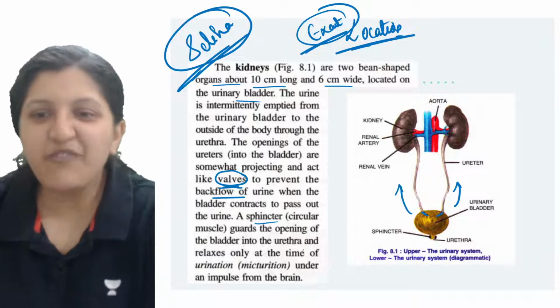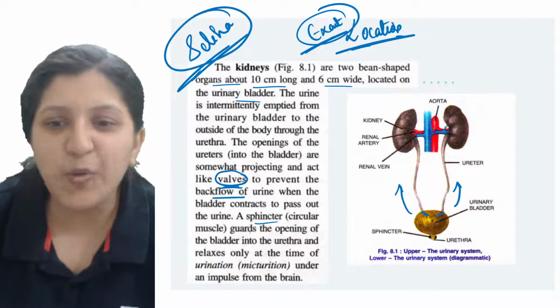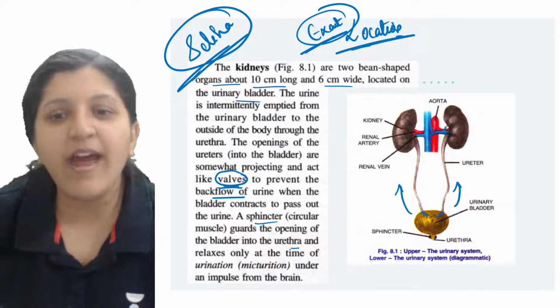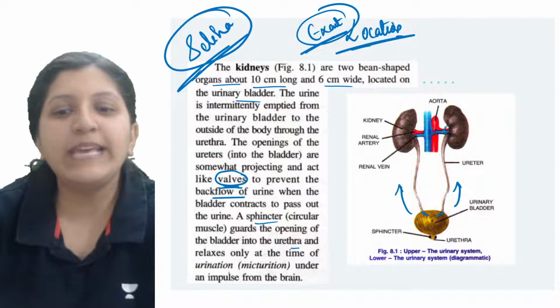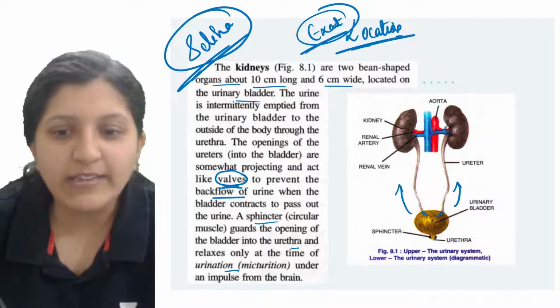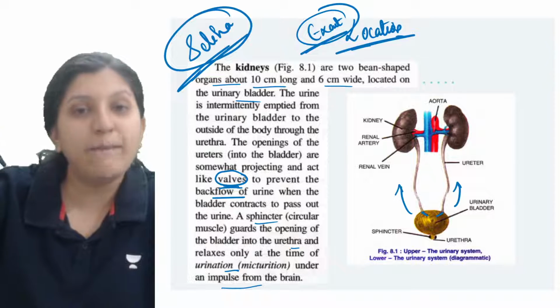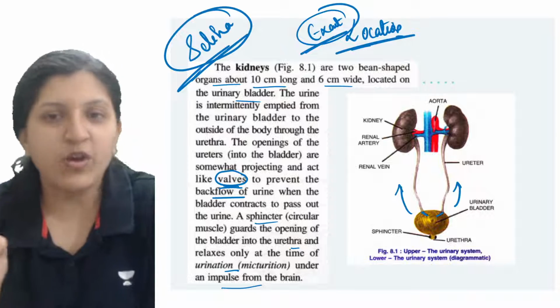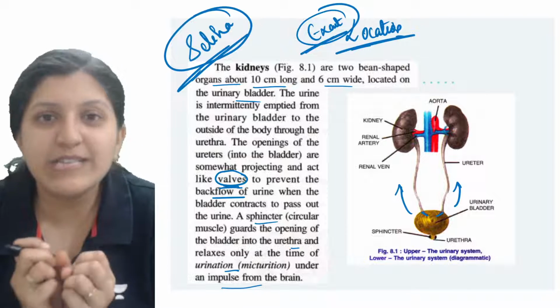Okay, so now what happens? This will guard the opening of the bladder into the urethra and relaxes only at the time of urination, or the micturition. So that is under an impulse. Only when the impulse is coming from the brain, then this sphincter muscle is going to relax and the urination is possible.